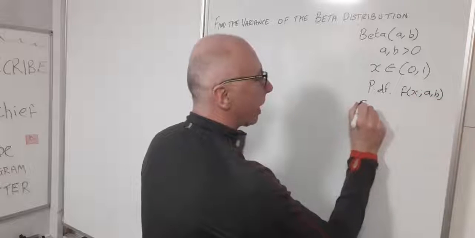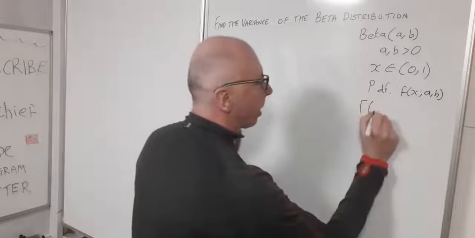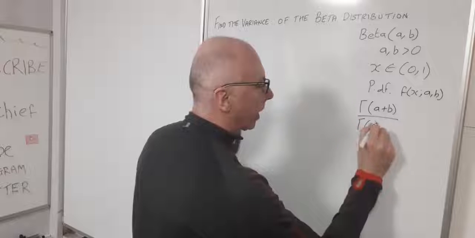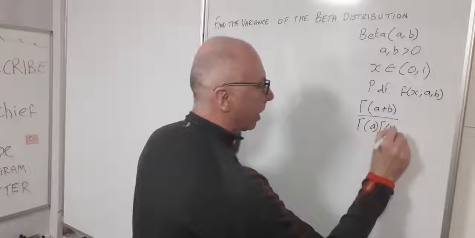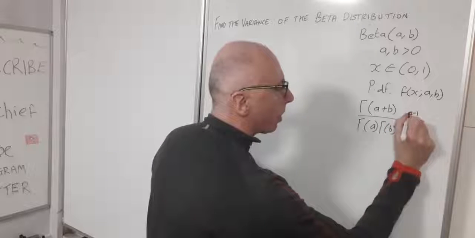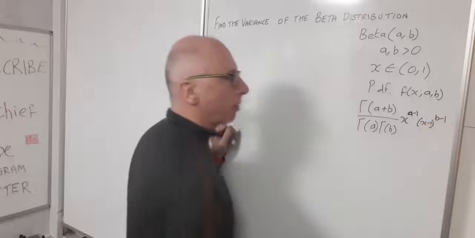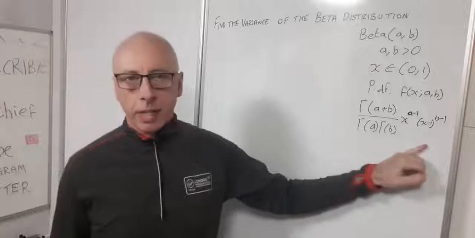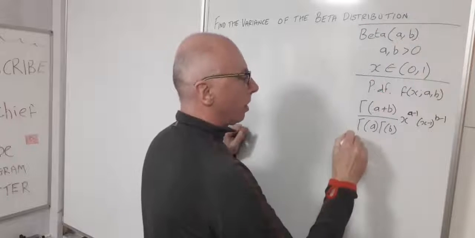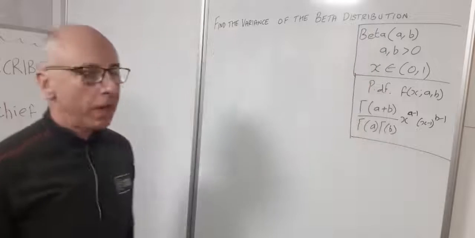is written as a combination of gamma functions and some polynomials. So it's gamma of a plus b divided by gamma of a times gamma of b, and then a polynomial which is x to the a minus 1 times (x minus 1) to the b minus 1. That's its PDF. So we put these in separate little boxes. We're going to need these to work out our variance.